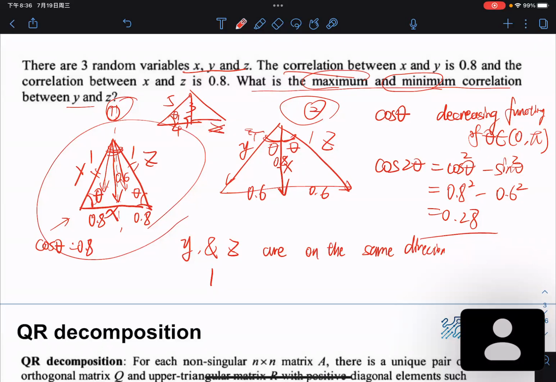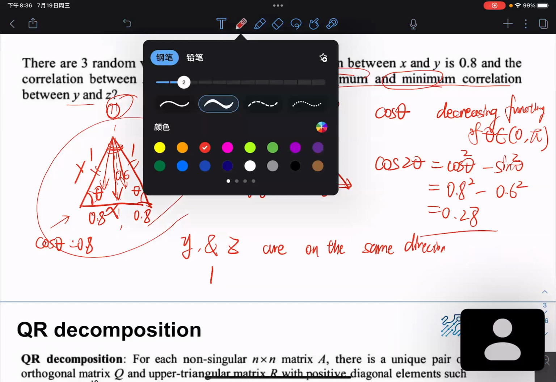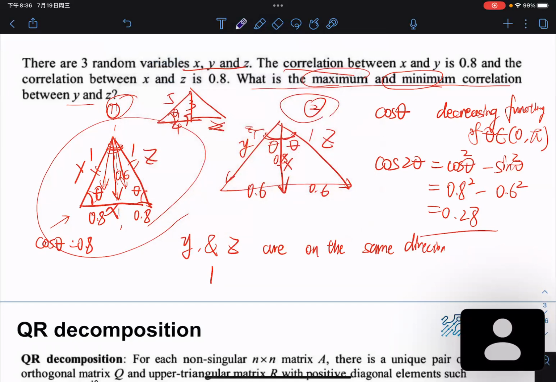So I want to remind you that always remember there could be 2 formats. One looks like this, and another is that they can form a triangle in this way, okay? It's like an umbrella, right? It's like an umbrella, okay?